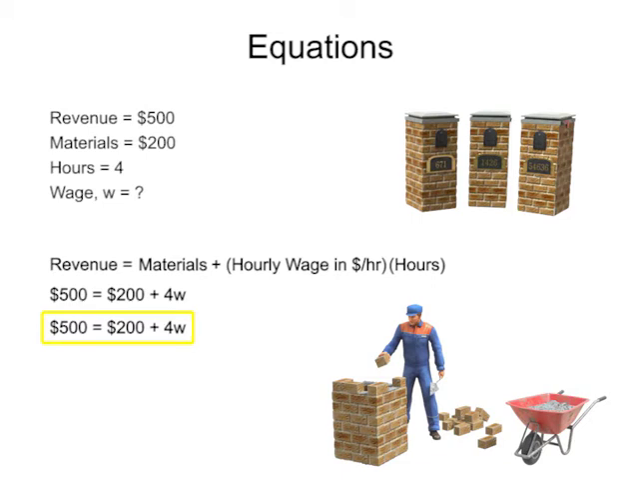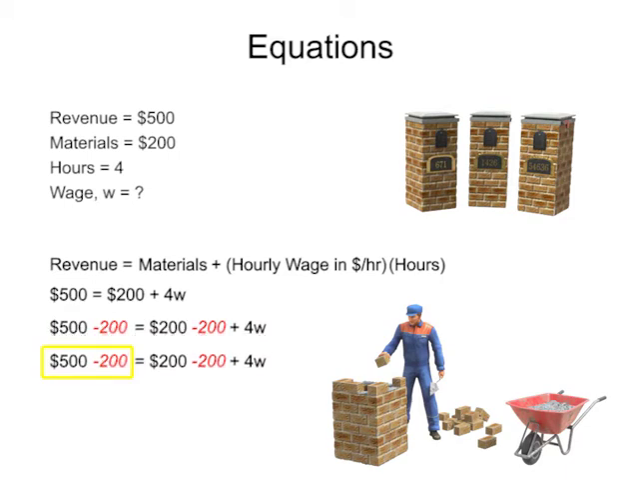To isolate the variable W, first subtract $200 from both sides and then combine like terms. On the left side of the equation, $500 minus $200 is $300. On the right side, $200 minus $200 cancels out to 0, leaving an equation of $300 equals 4 times W.